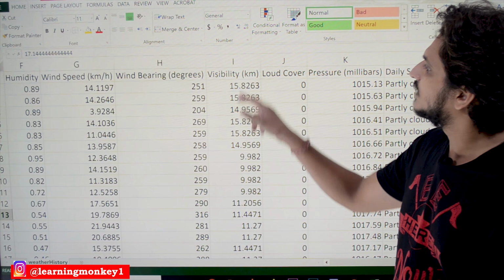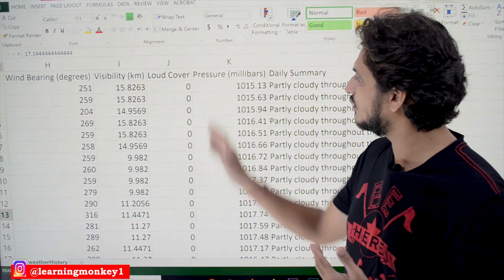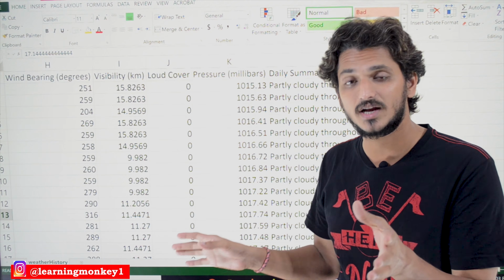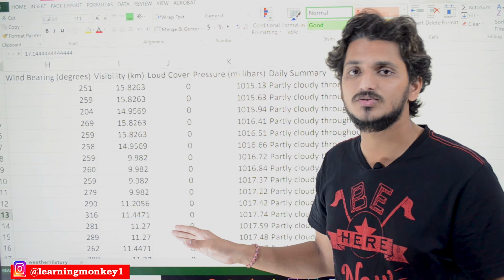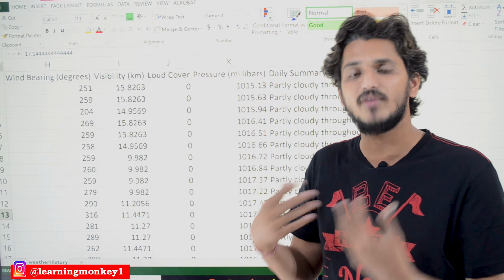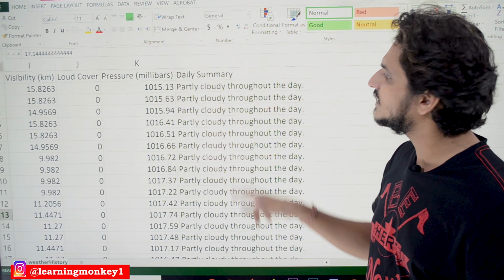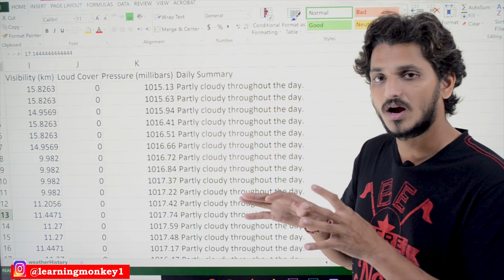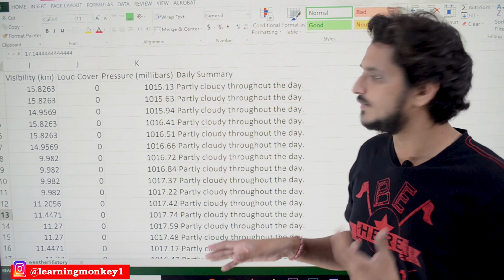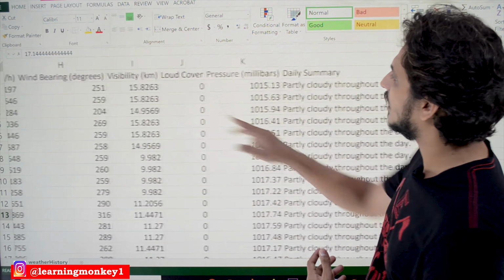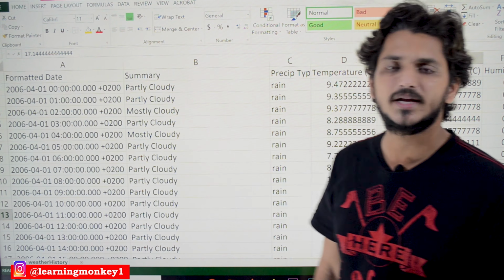So that is what wind bearing degrees means. Next, visibility is given, and next loud cover is given. All the values present in loud cover are zero. In our data cleaning technique, we discussed that if we have this type of column, we can delete it because it is not helping us in identifying the output. That's why we will remove these columns. The pressure is given, and next the daily summary is given. The daily summary shows the overall climate. So the columns that we are eliminating here are daily summary, loud cover, the summary part, and the formatted date.